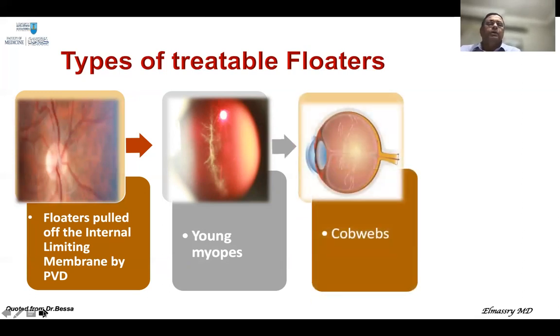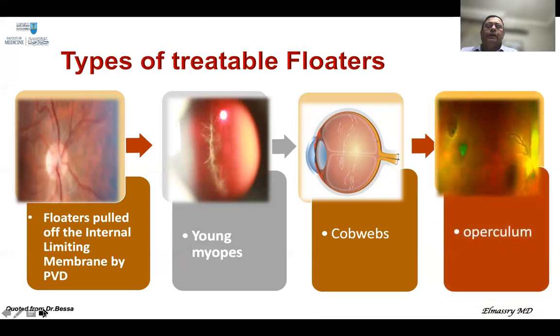Again, cobwebs also could be treated with vitreolysis, but they need a lot more sessions than expected. As you know, and as will be discussed, we may do from 3 to 5 sessions for floaters to vanish, and each session up to 500 shots. So we never give the patient a fixed number of shots or sessions, as it depends on their satisfaction.